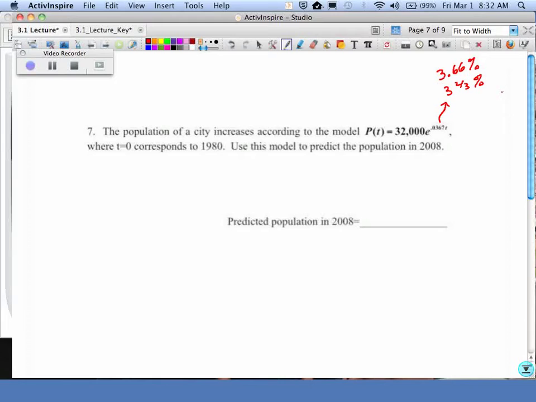So T sub 0 is 1980. Use this model to predict the population in 2008. So how many years is that? From 1980 to 2008 is how many years? 28.